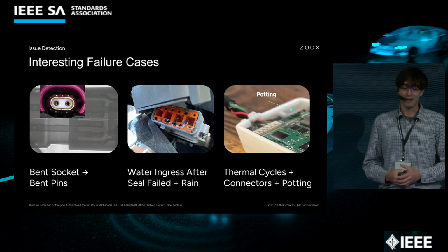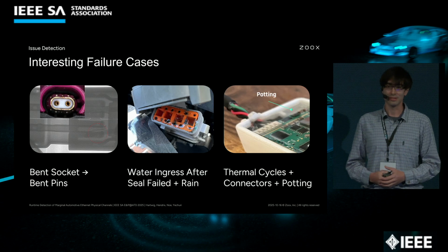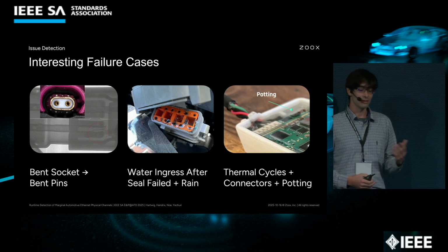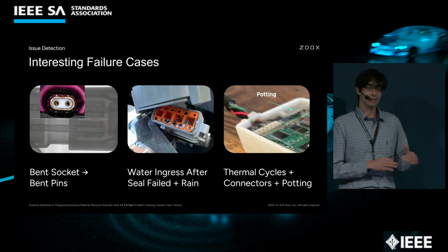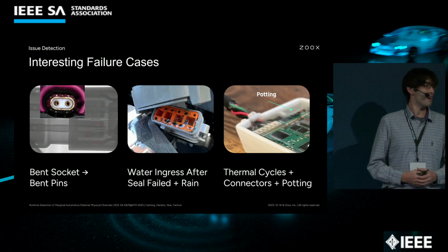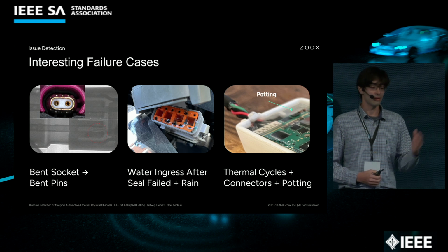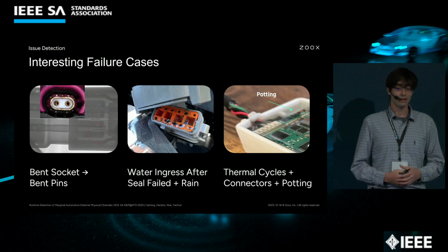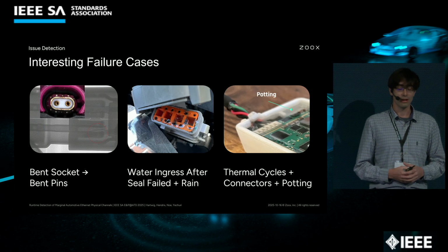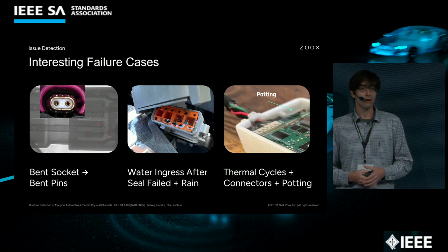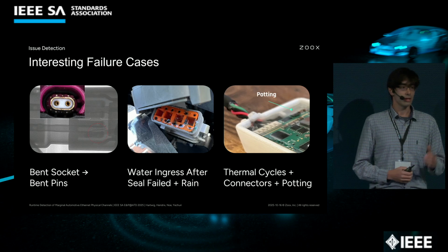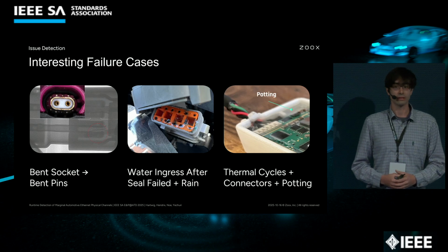Before we get there, though, some interesting failure cases that we've seen to spark everybody's interest. These are all things that we have seen across the vehicle platform. If there's a picture here, it's definitely not in the operating fleet anymore. But we've seen things like bent sockets turn into bent pins on connectors, water ingress into sealed connectors, mismatch between potting compound and thermal cycles. And all of these were rather difficult to see by visual inspection, yet clearly show up in diagnostic logs as missing data.